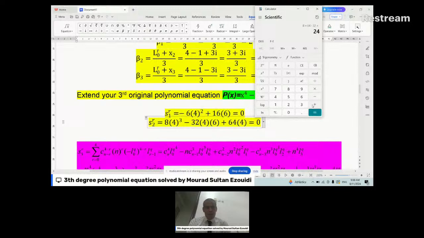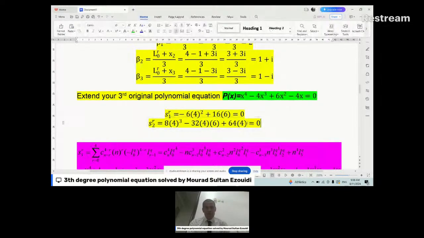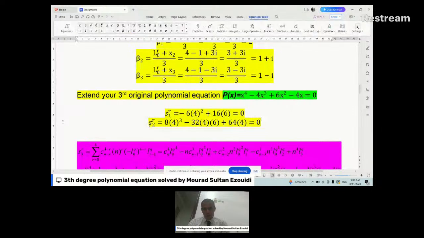Okay, plus 4 times 64 times 64. So this one is equal to 0. Therefore, S2 equals 0. Now move to S3. S3, learners, means now I'm solving this third degree polynomial equation using a fourth degree polynomial equation.